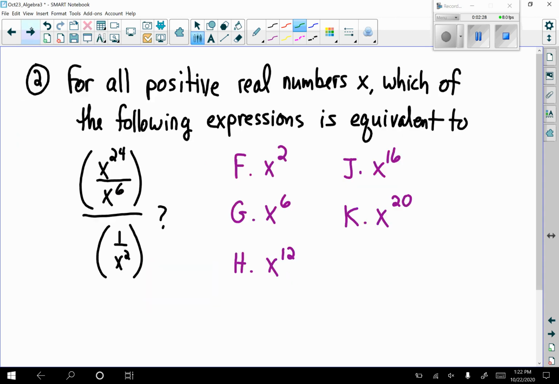All right, for number 2: for all positive real numbers x, which of the following expressions is equivalent to x to the 24 over x to the 6, divided by 1 over x squared? So again, pause the video to determine this.